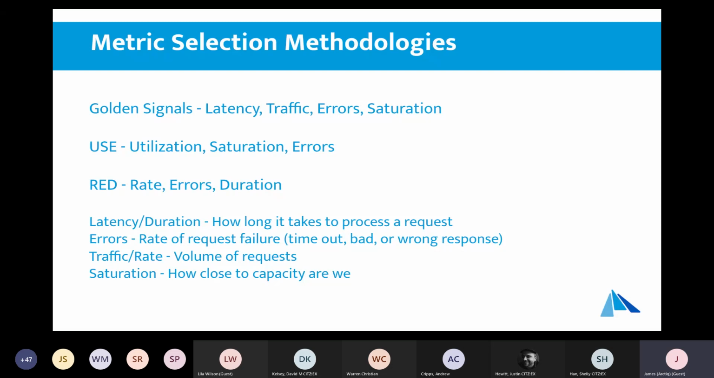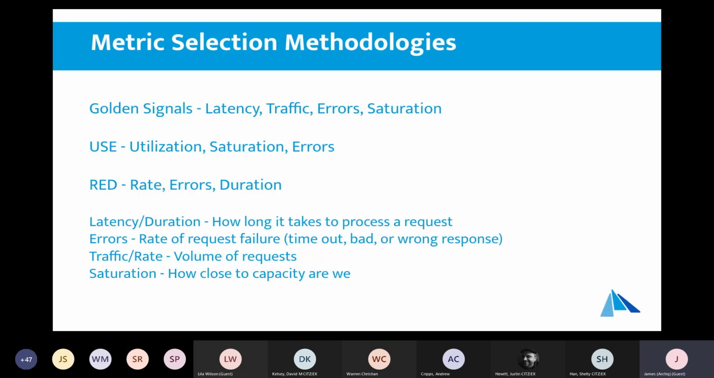Latency is how long it takes to process a request. Errors would be the rate of request failure, and that can be an actual error being generated, but it could also be that it was too slow to respond. It didn't meet your criteria for what success is, or any other type of criteria. Traffic and rate are really about the volume of requests, the number of requests, how big they are.